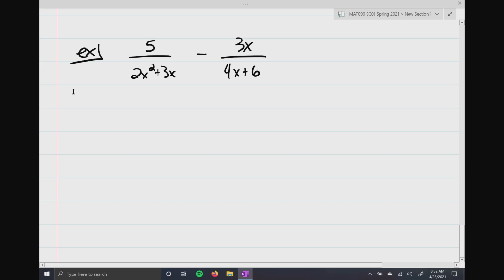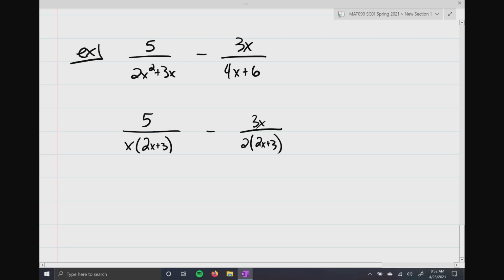All right. Let's look at this problem. What would be my first step? Somebody help me. What's my first step? You factor each denominator. Perfect. I got to factor each denominator. So 5 over, the first one, it looks like I'd factor out an x. For the second, it looks like I need to factor out a 2.